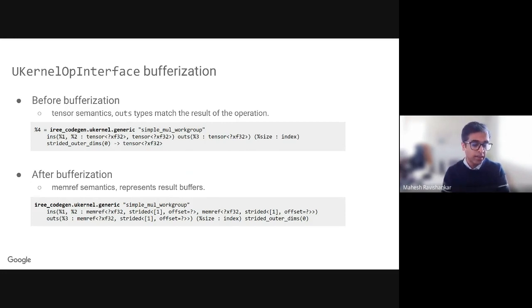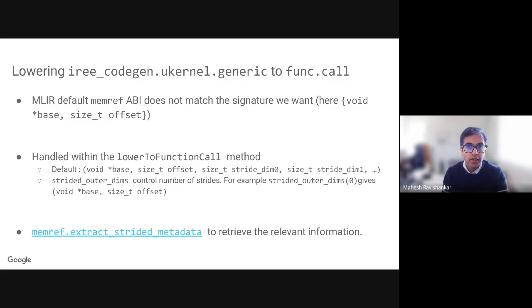Now we're getting closer to the final signature that we actually want. So we have two inputs, which are 1D memrefs. We have an output, and we have the size operand that needs to be passed. The next step is to actually lower this memref version of the microkernel op into a function call. If you use the default memref ABI that exists upstream, we will not be able to get the pointer and offset semantics that the microkernel implementation expects, because the default ABI is more general purpose, so it has things like base pointer, aligned pointer for alignment. It has sizes and strides and offset. So we can't use that in general.